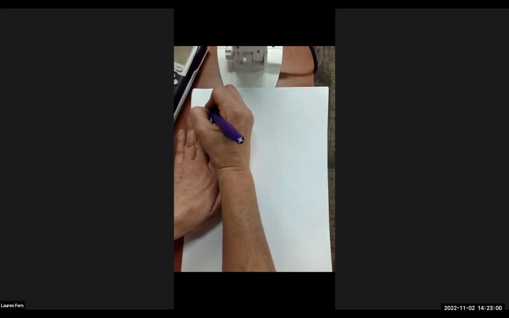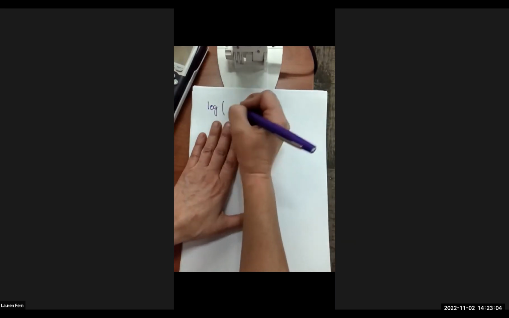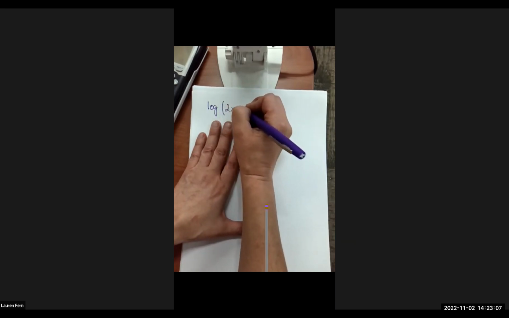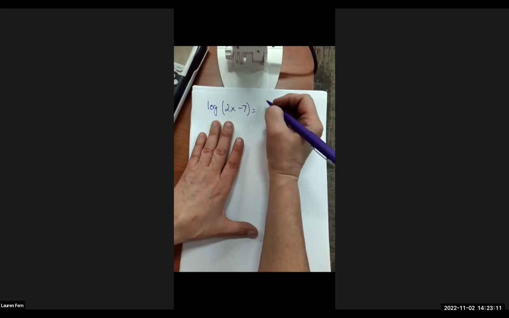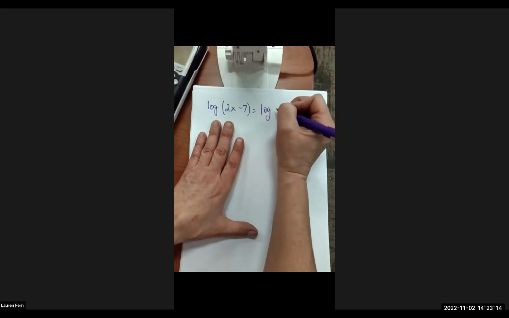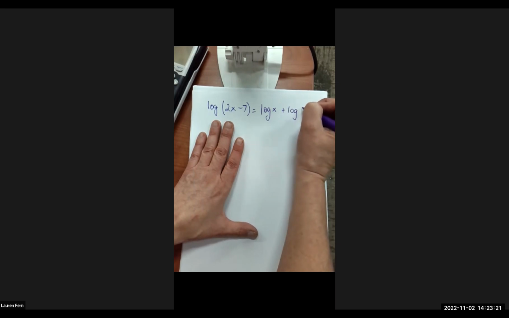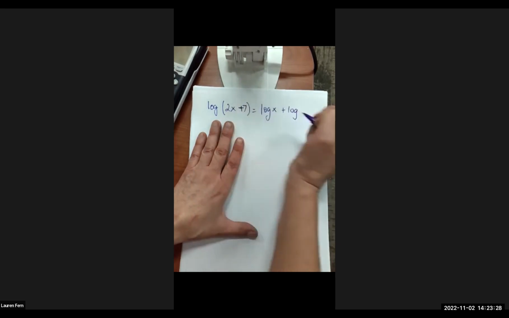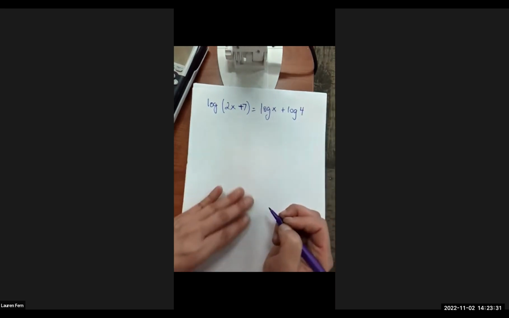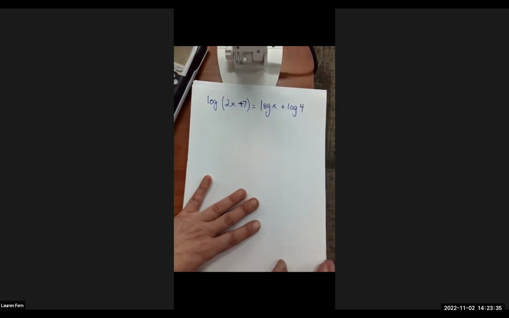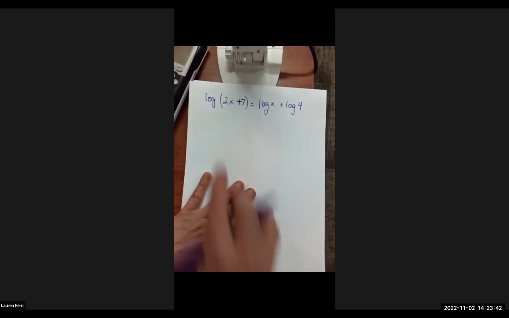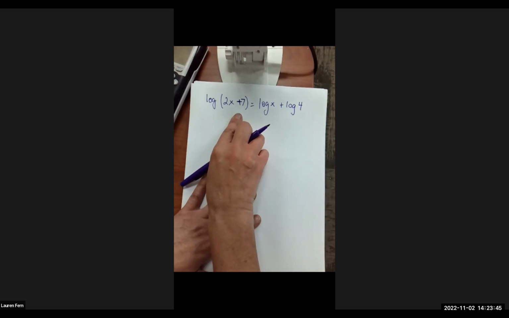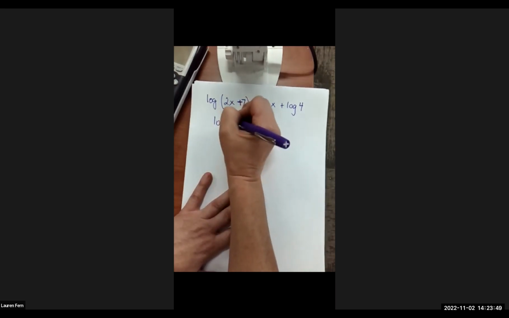Okay, one last one for this section. What if I have the log of (2x minus 7) is equal to the log of x plus the log of, let me do 2x plus 7, 4. We're looking okay on the left side, right? I mean, it looks like kind of a mess, but we're just looking at the log of 2x plus 7.